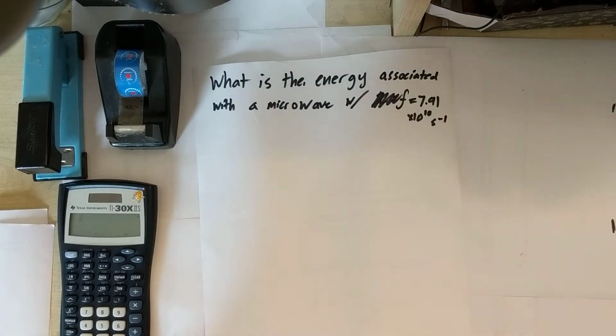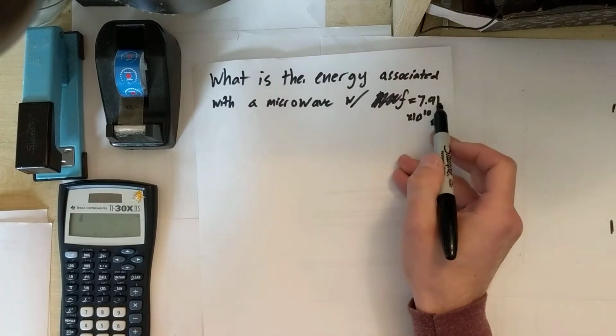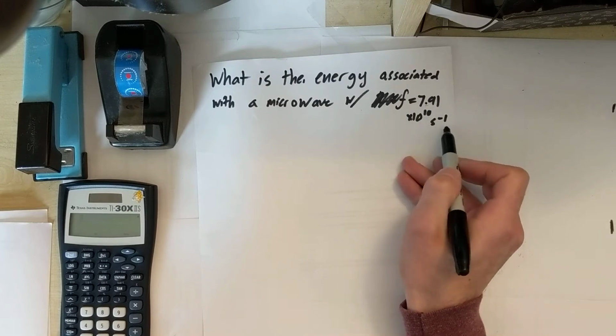We're going to do some light calculations today, figuring out the energy that's associated with particular wavelengths of light, and then we're going to do some unit conversions that might be helpful for those kinds of problems. So let's get started with what is the energy associated with a microwave that has a frequency of 7.91 times 10 to the 10 per second.